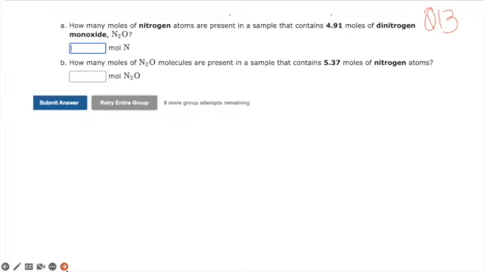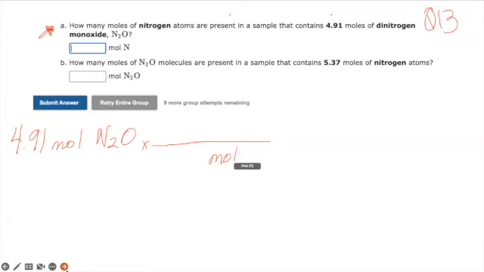So A, how many moles of nitrogen atoms are present in a sample that contains 4.91 moles of dinitrogen monoxide? So here we want to get to moles of nitrogen, and we're coming out of moles of N2O.